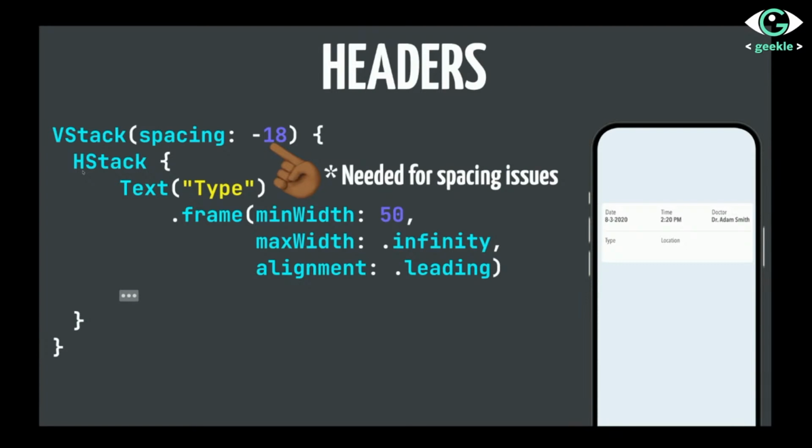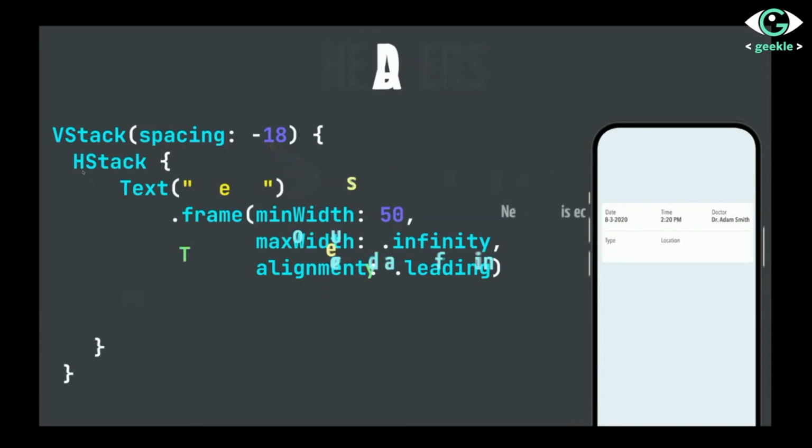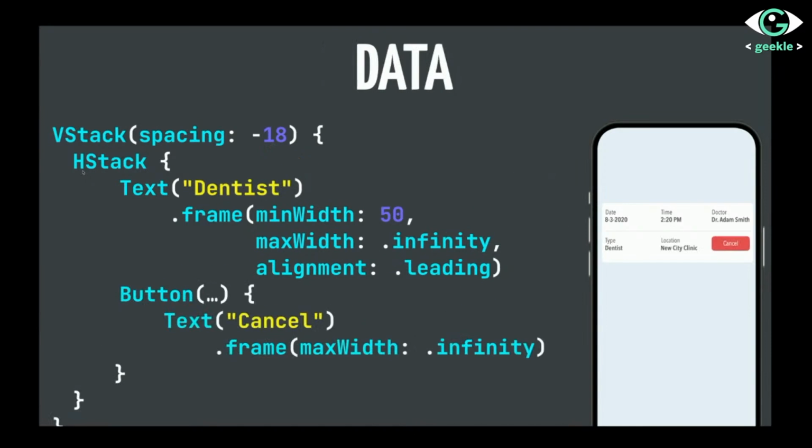So here we have type and location that are added to the header in the second section. And then finally, we have our dentist, and then the location, and then the button. And so all of this is put into an H stack. And again, the spacing is -18. So this all works there. So that's our second design. So right now we've seen two somewhat simple designs, but let's look at something a little more complicated.